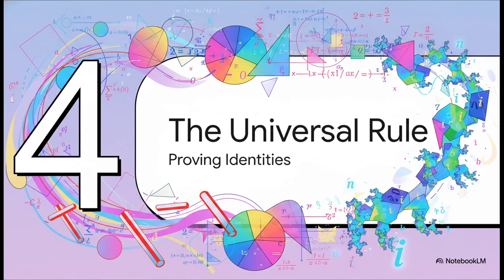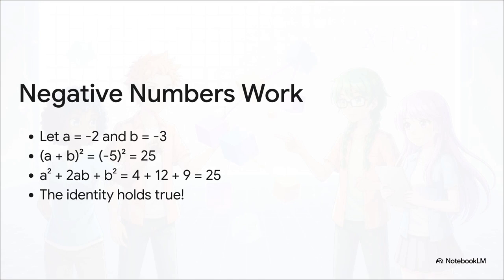Which leads us perfectly into Section 4, proving the universal rule. So we can clearly see the physical geometry, but does this rule hold up for numbers that can't be physical lengths? Let's tackle solved question 2 to find out. Let's force our variables into the negatives, where drawing a physical square is impossible. Let A equal -2 and B equal -3. If we use the left side of our identity, A plus B is -5, and -5 squared is 25.